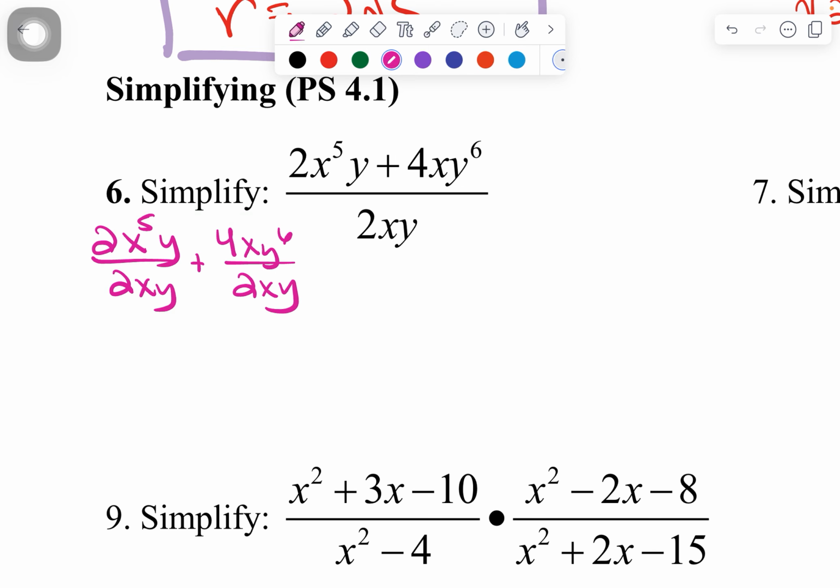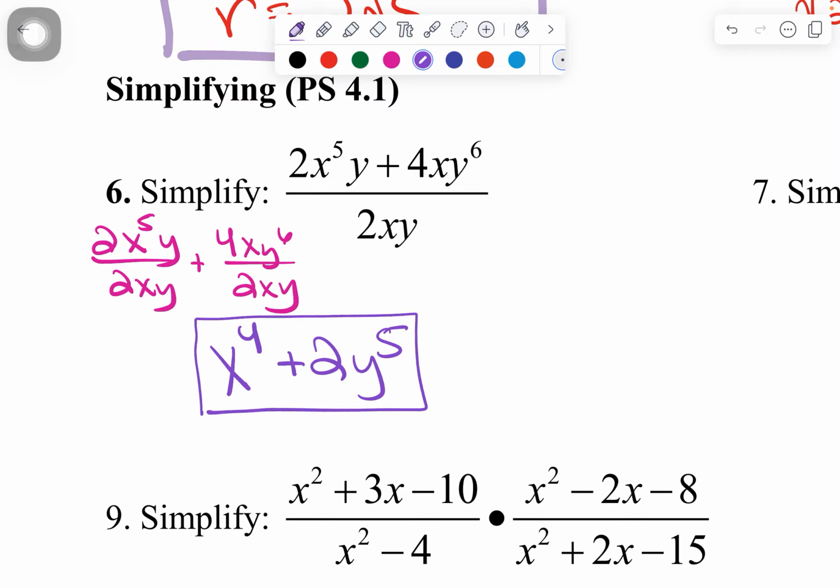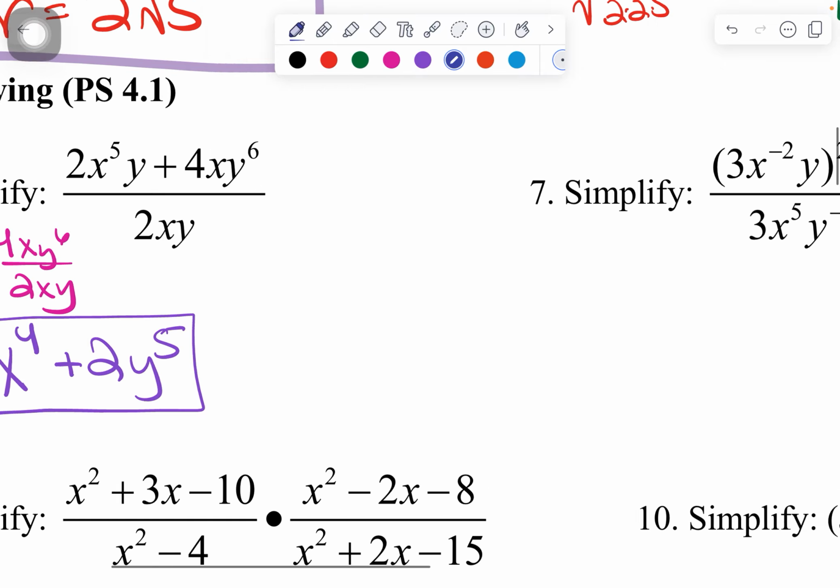All right, so starting on the first term here, 2 divided by 2 is 1. I'm not going to generally write it unless I have to. I have 5 x's, so x to the 5th. I'm going to remove one of them, so that's going to be x to the 4th here, plus, and the y's already canceled, so I know that part. 4 divided by 2 is 2, no more x's. Y to the 6th, I'm going to divide out one y, that's going to be y to the 5th. So that is my final answer for number 6 to simplify.